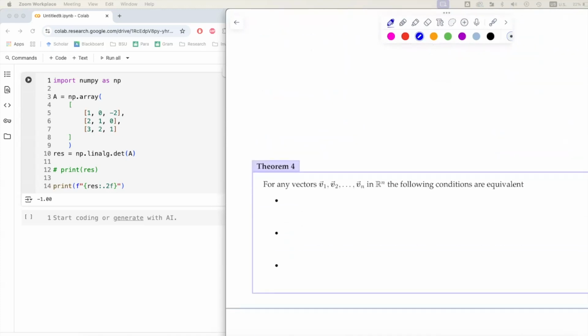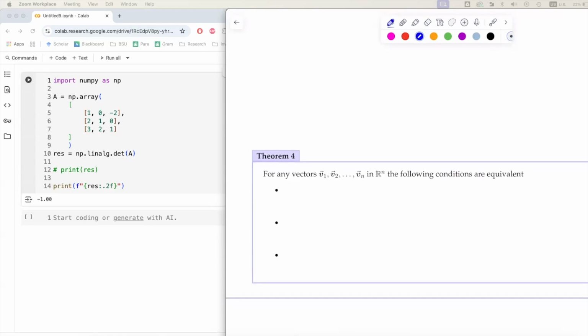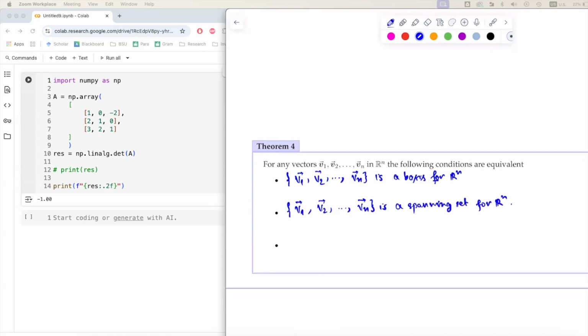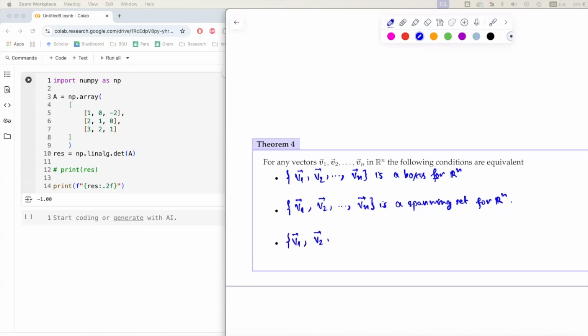Now the last topic here is the last theorem: for any vectors v1, v2, up to vn in Rn, the following conditions are equivalent. If the set v1, v2, up to vn is a basis for Rn, then the set is a spanning set for Rn, and the set is linearly independent.